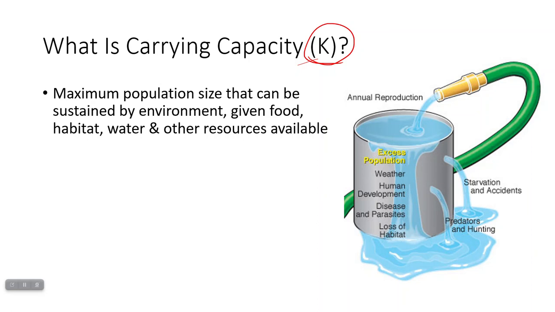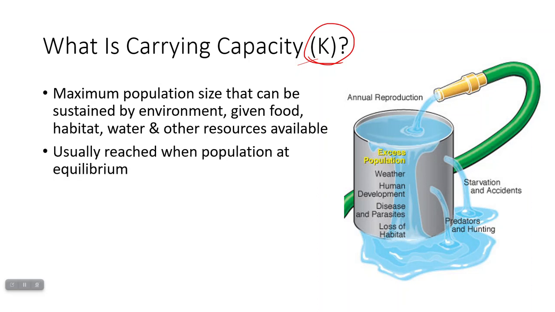Carrying capacity is the maximum population size that a habitat can support. This depends on a lot of different things, including food availability, habitat availability, water, and other resources. This is usually reached when a population is at equilibrium.